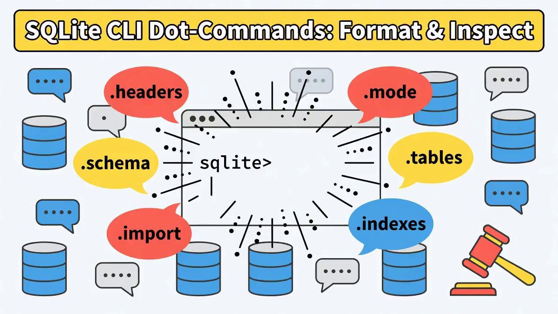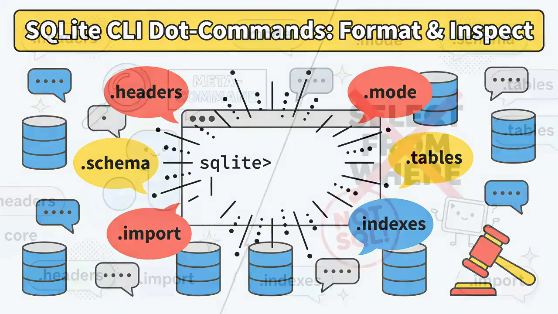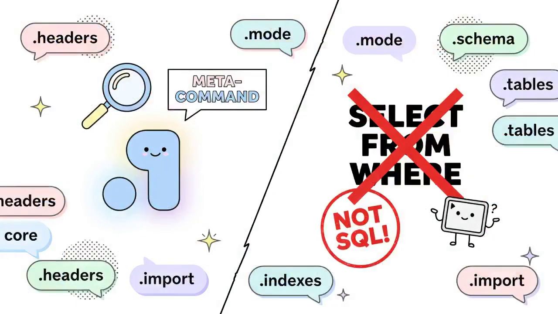SQLite's command line interface comes packed with .commands, shortcuts that control how the shell behaves, separate from SQL itself. Mastering them turns the SQLite 3 prompt into a fast, scriptable data workbench. .commands are meta-commands prefixed with a period that configure the SQLite 3 shell. They're not SQL, so the database engine ignores them.